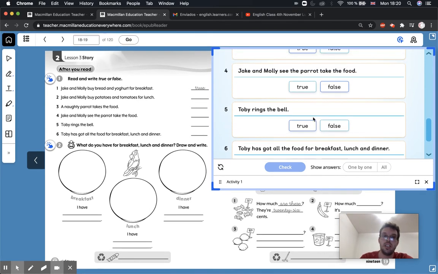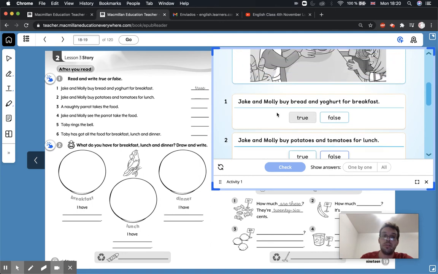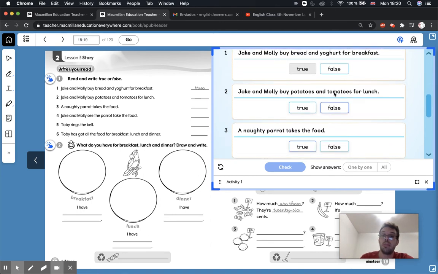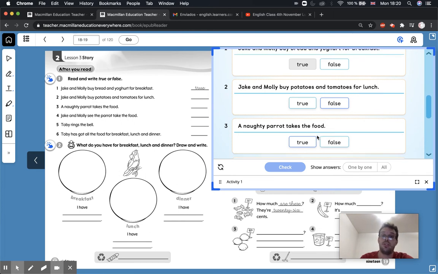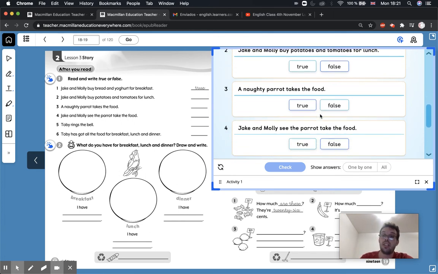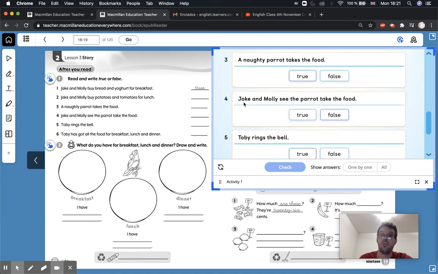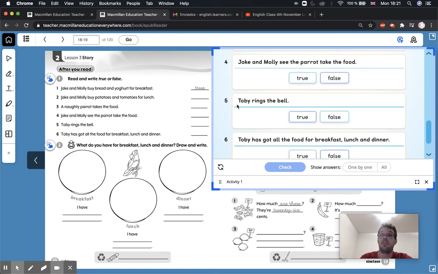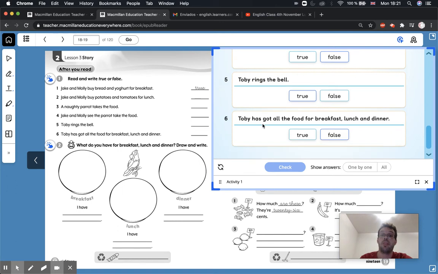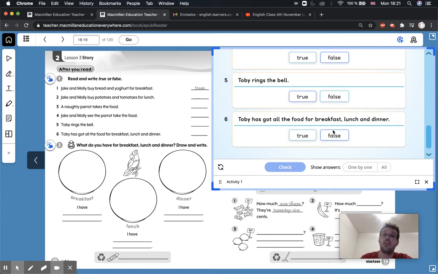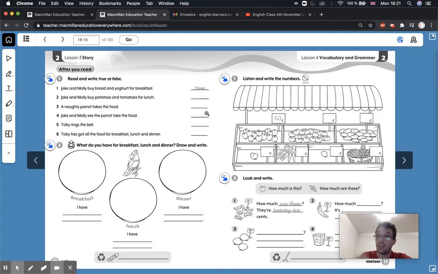Okay. So, all right, just to remember. Number 2, Jake and Molly buy potatoes and tomatoes for lunch. False. Number 3, a naughty parrot takes the food. True. Number 4, Jake and Molly see the parrot take the food. False. Number 5, Toby rings the bell. True. And number 6, Toby has got all the food for breakfast, lunch, and dinner. That's false. If you have everything correct, then we can finish the exercise, okay? Very good. Now remember, you can always stop the video, go back, and repeat.